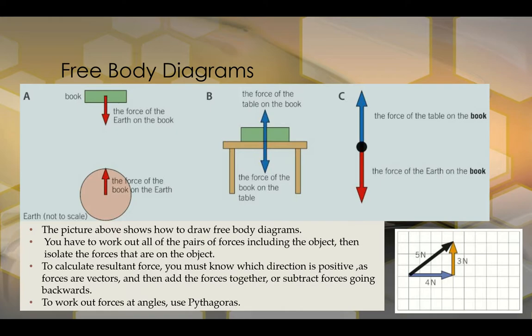So then to calculate resultant force, you must know which direction is positive. So for example in C, let's say the up arrow was 5, the down arrow would be -5. So then you add them together and it would result in 0, which would mean that there is no resultant force acting on the book. And to work out forces at angles, you use Pythagoras as shown in the diagram in the bottom right hand corner.